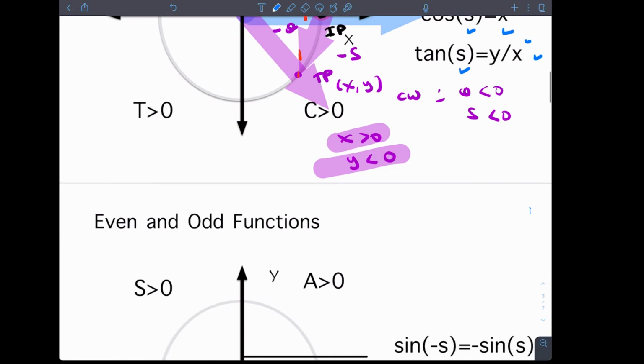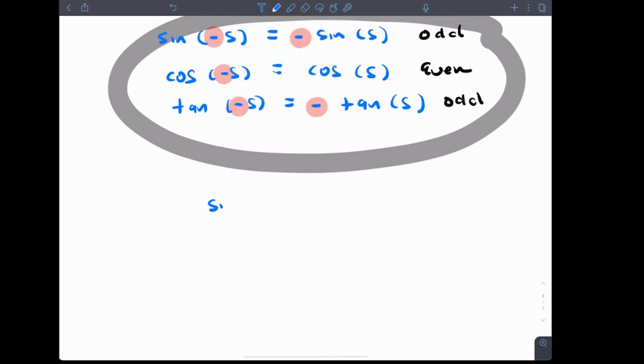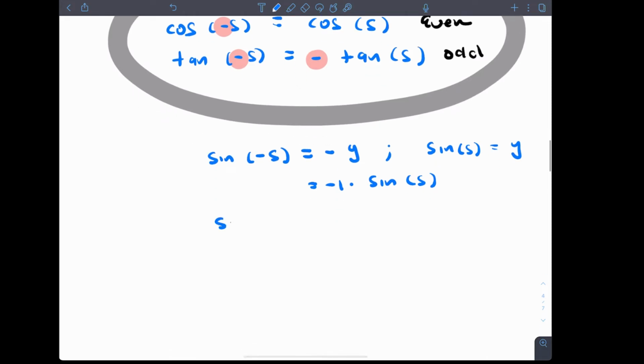It's all in the circular function. So let's see if we can prove this here. Okay, so sine of minus s is going to be, they write it this way, minus the y value, okay? Where you remember sine s is what? Y, is that true? And so that really means negative 1 times what? Not sine s, or not y, but sine s. So what we're saying is sine negative s is minus sine of s.